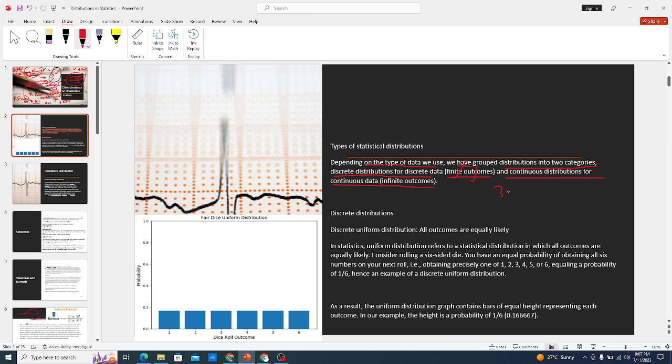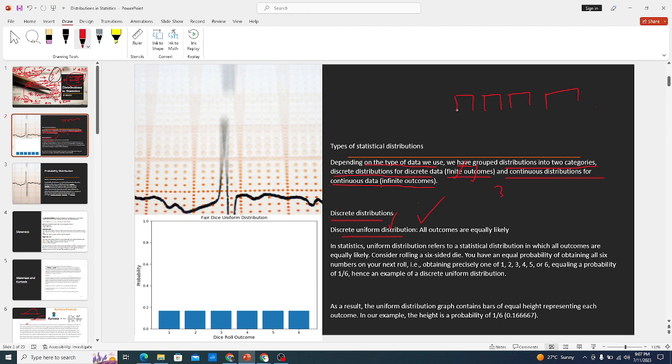Then let's start with the discrete distributions. For discrete distribution, we have the uniform distribution. Uniform distribution means we have a uniform distribution of the data types. For example, when we say the probability of what, let me not use probability.